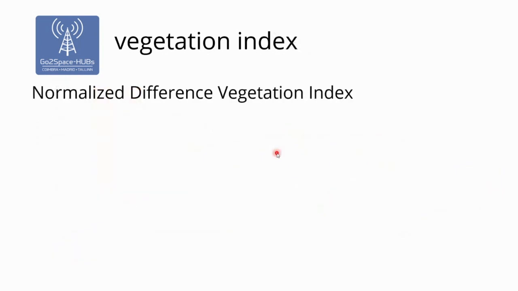One of the most popular vegetation indices is the Normalized Difference Vegetation Index. Its formula is very popular because it's very easy and very useful. So this NDVI stands for Normalized Difference Vegetation Index, of course. This NIR and R mean reflectance in near infrared and in red.